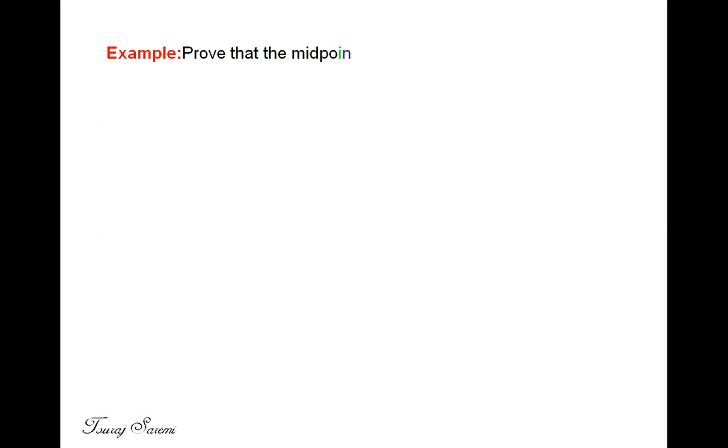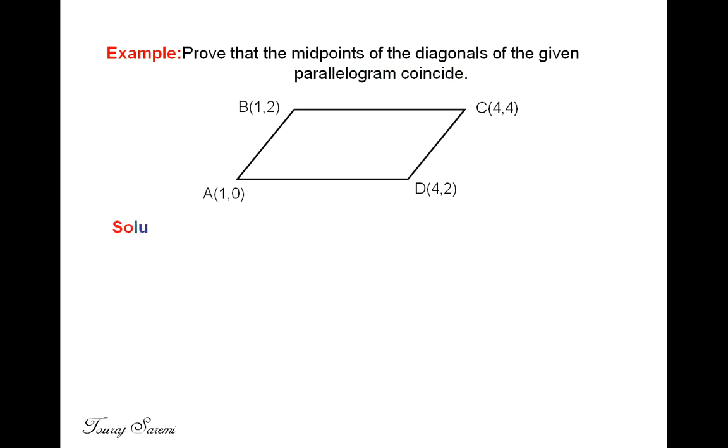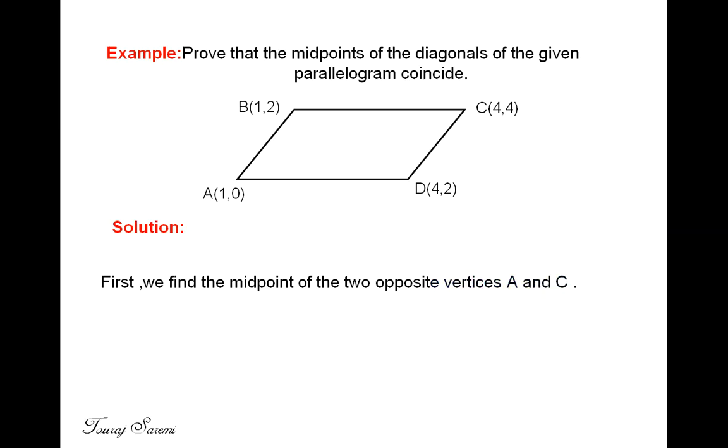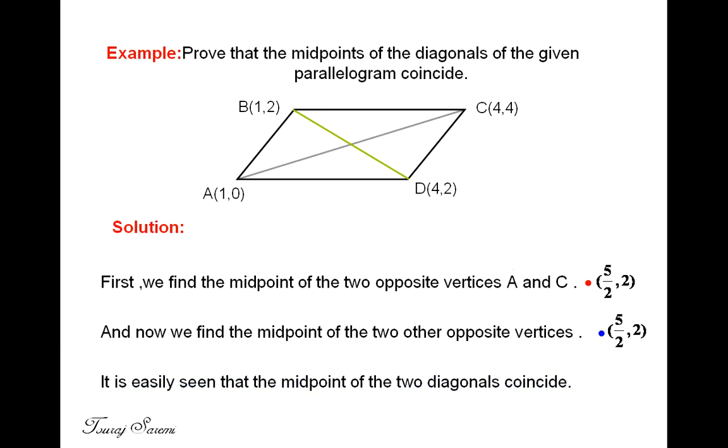Example. Prove that the midpoints of the diagonals of the given parallelogram coincide. Solution. First, we find the midpoint of the two opposite vertices A and C. And now we find the midpoint of the two other opposite vertices. It is easily seen that the midpoints of the two diagonals coincide.